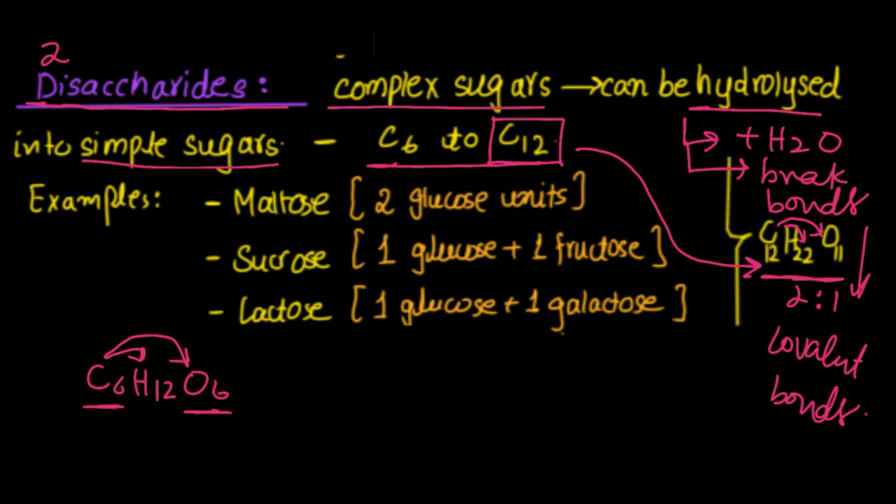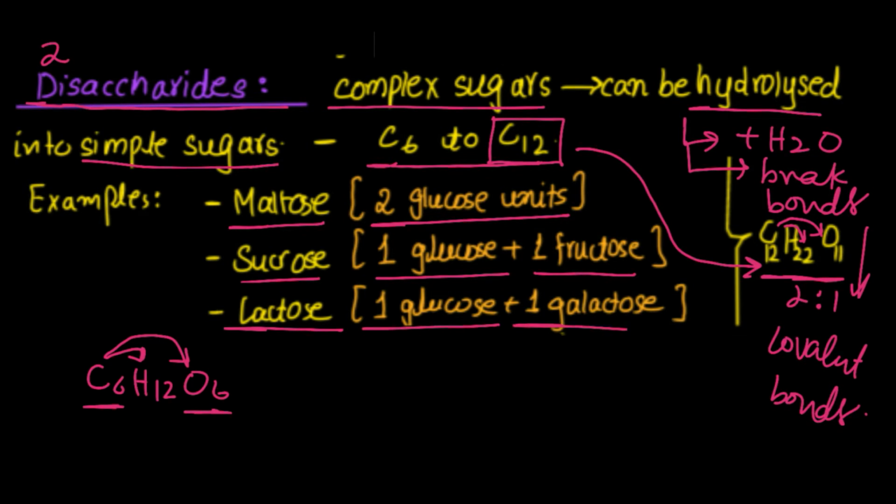Now there are examples of disaccharides. We have maltose, which is made up of two glucose units. We have sucrose, which is made up of one glucose and one fructose. And we have lactose, which is made up of one glucose and one galactose. We have looked into all these monosaccharides in detail. Now let's see the sources of these disaccharides.